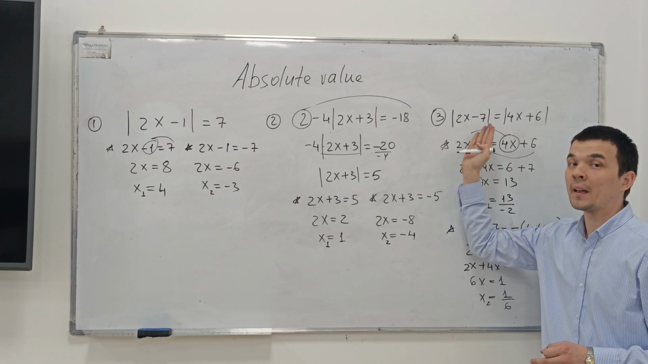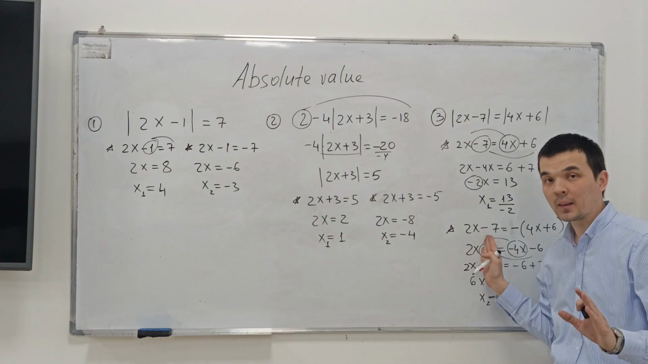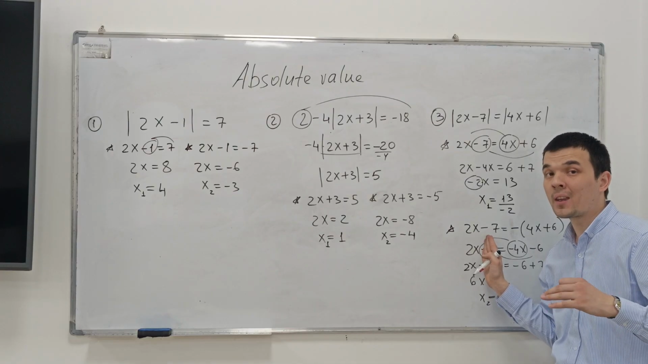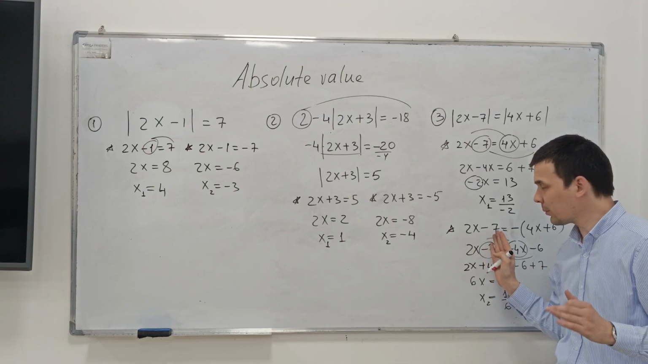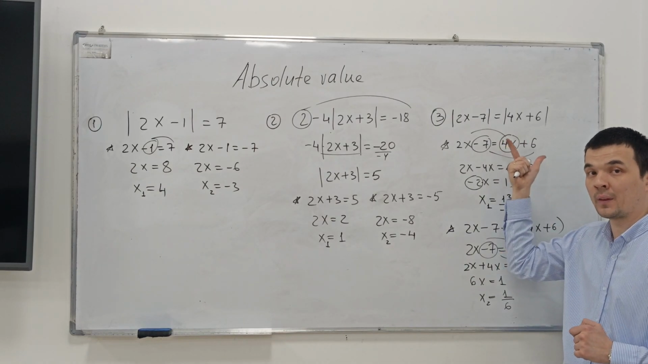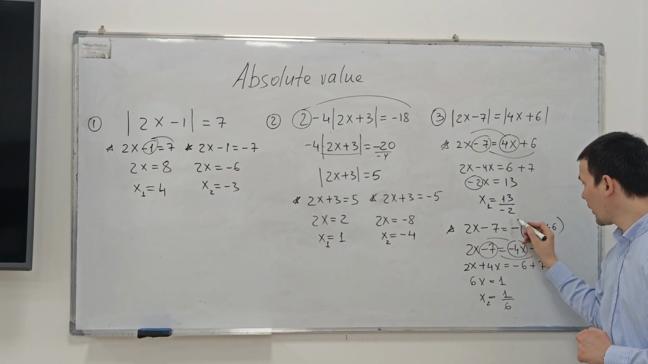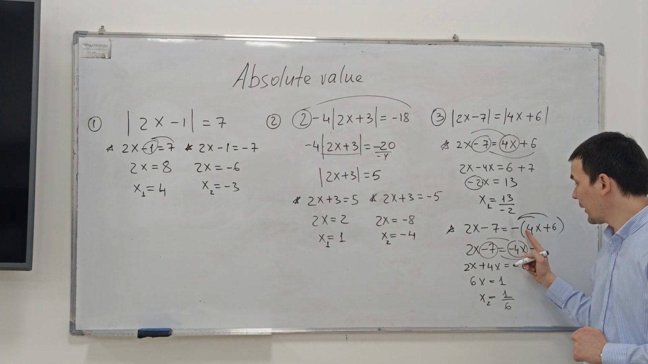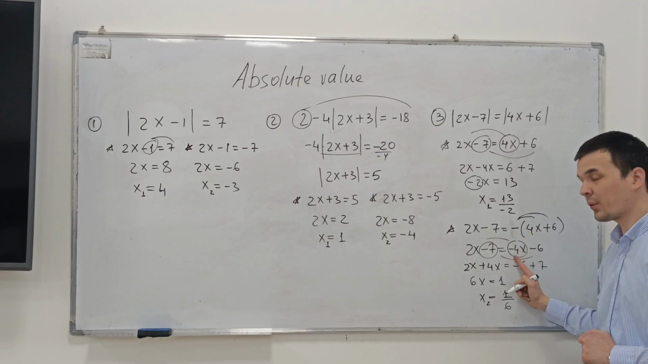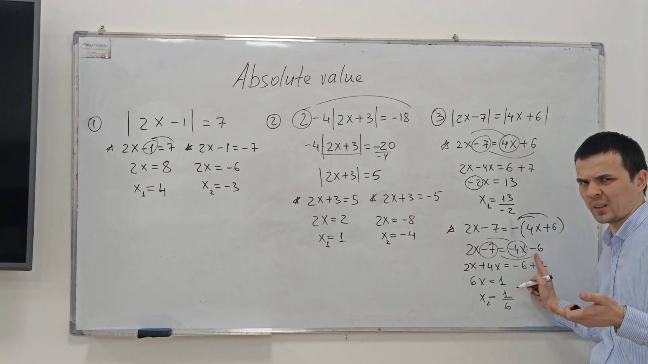Open the left side as usual, 2x minus 7. However, please keep in mind, the right side should be negative. That's why please put a negative sign before you open the right absolute value. It should be written in a brace. And as you know, when you open braces, minus will affect both signs. It will be minus 4x and it will be minus 6. We will talk about that in the next classes.